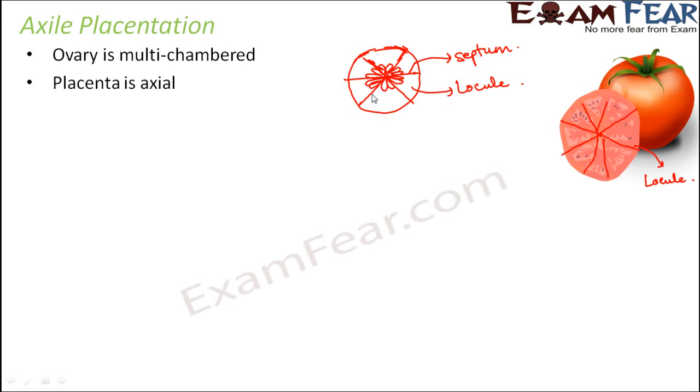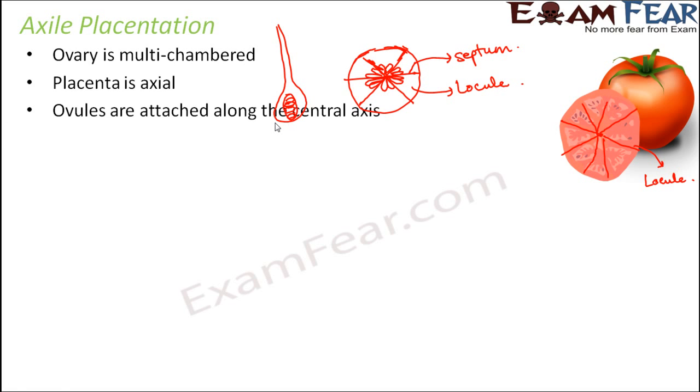But what I am showing here is nothing but the cross-sectional view. When you view it from sideways, it will not look like this, because this is the cross-sectional view. The side view of the ovary would be somewhat like this. This is how the ovules will look. So here the ovules are attached along the central axis. Examples are okra, tomato, lemon. These are some of the examples.